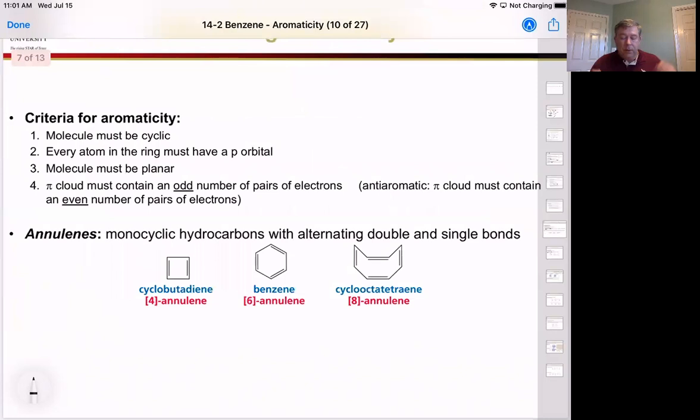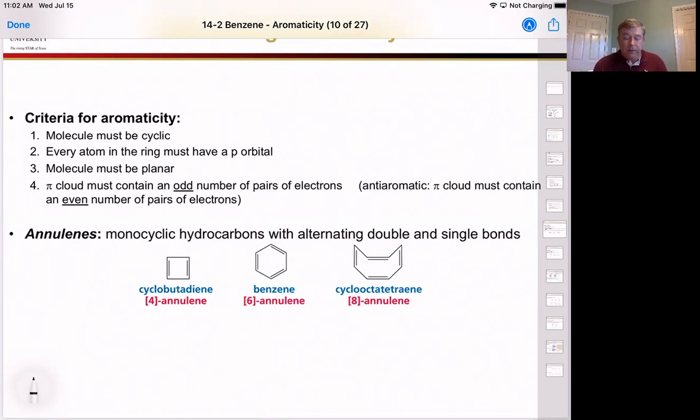Let's look at these compounds here at the bottom. Annulenes are monocyclic hydrocarbons that have alternating single and double bonds, and those can go anywhere from 4 to any even number of bonds. As you go to 8, 10, 12, 14, 16, they can all be in a planar or non-planar configuration depending on how the bonds are alternating.